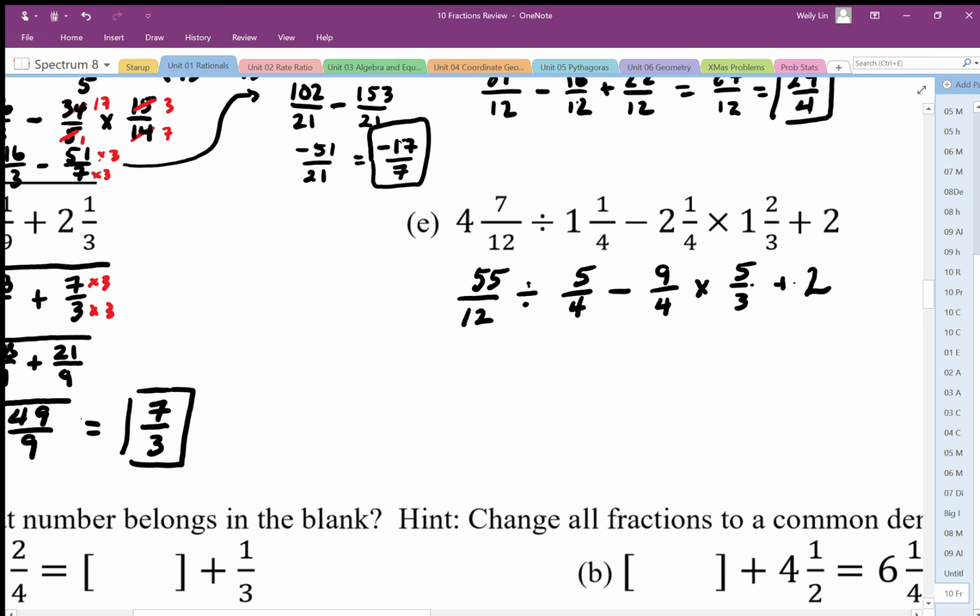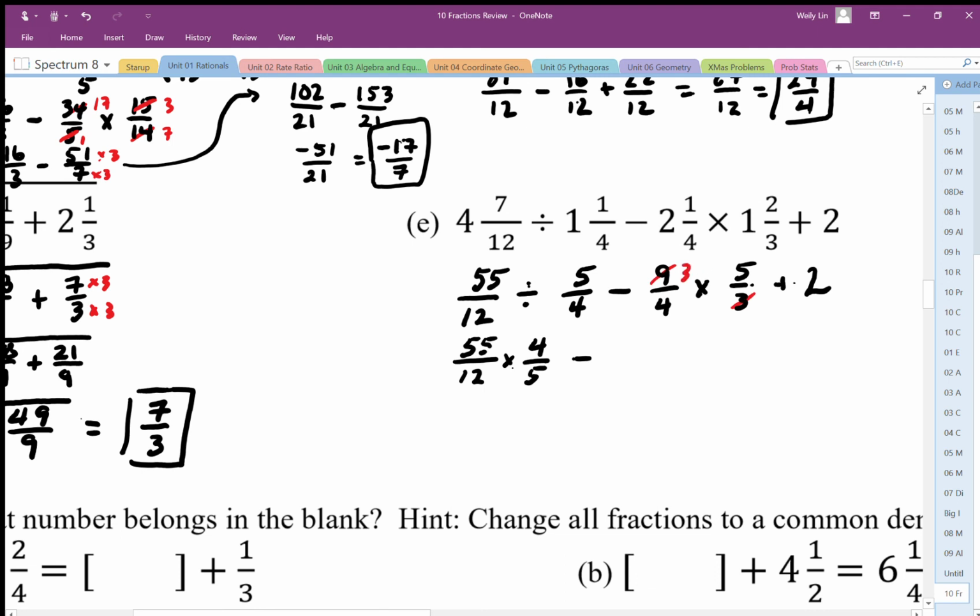Okay, so we have to do the divide before the subtract, so we're going to rewrite this as 55 over 12 times 4 over 5. There's some common factors involved here. Minus, and we can multiply this together because we have the subtract and plus afterwards. So this times is going to be done first. So I'm going to do it in this step here.